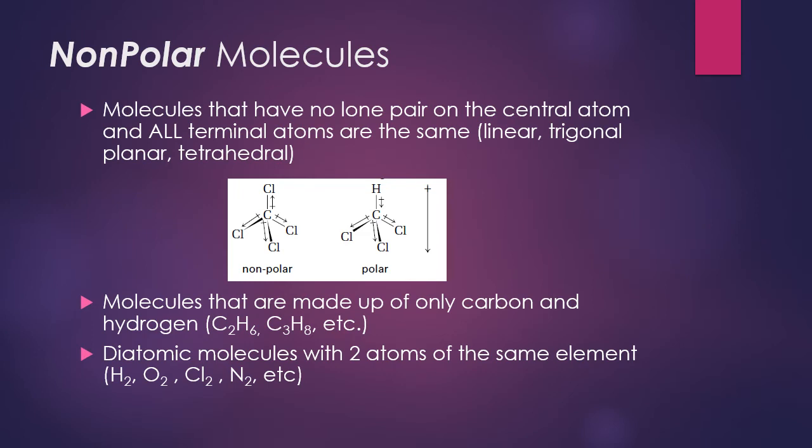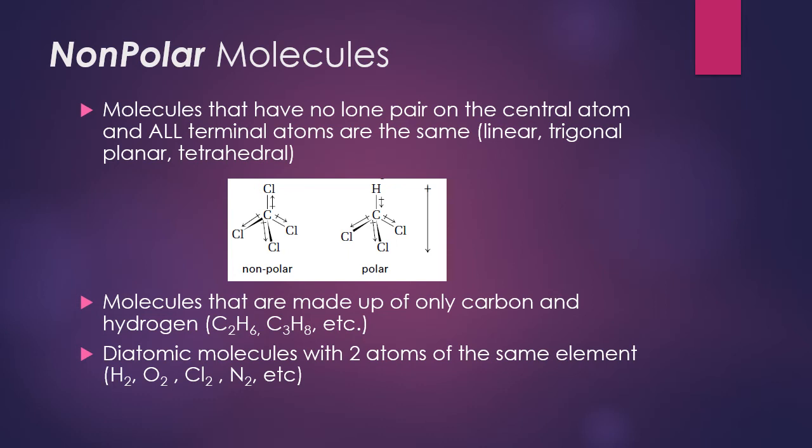Another way to figure out if molecules are polar or nonpolar is by applying the rules on the following slides. For this first slide, we're talking about nonpolar molecules. You can actually apply these rules to the Lewis structure. You don't even have to know the molecular shape. The first rule says molecules that have no lone pair on the central atom and all terminal atoms the same are going to be nonpolar.